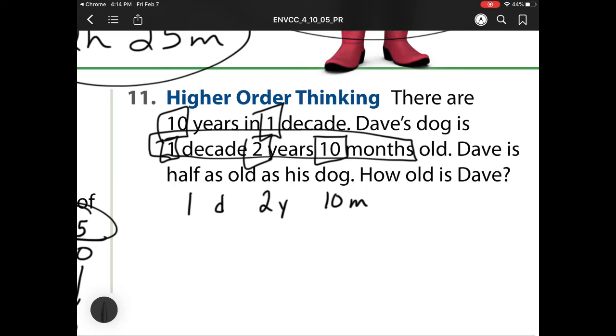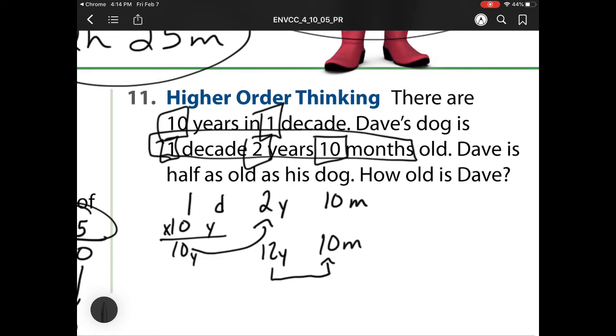Well, I know that 1 decade is equal to 10 years. So this 1 decade is equal to 10 groups of years. So I have 10 plus this 2. So 10 years plus 2 years is 12 years and 10 months. And now how do I get from years to months? Well, I know there are 12 months in a year, so in order for me to regroup it, I need to do 12 times 12. 12 times 12 is 144. So I have 144 months added to those 10 months.